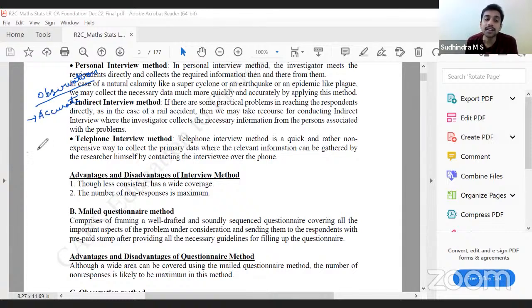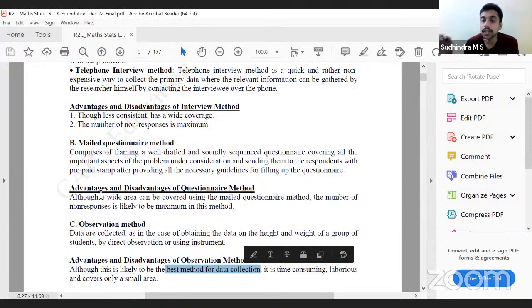However, the disadvantage is that it needs time and equipment. It is time consuming, and we cannot cover large areas. Only small areas can be covered. Although this is likely to be the best method of data collection, it is time consuming, laborious, and covers only a small area. That is the observation method.